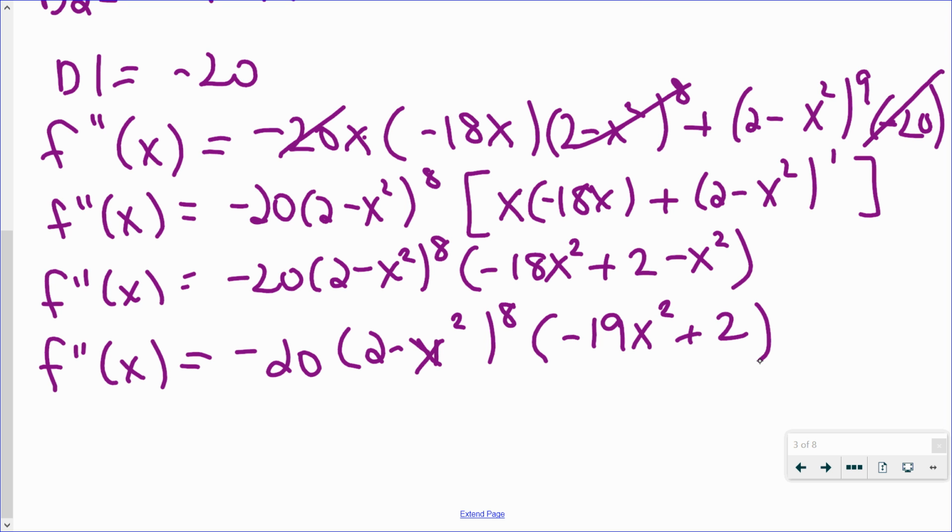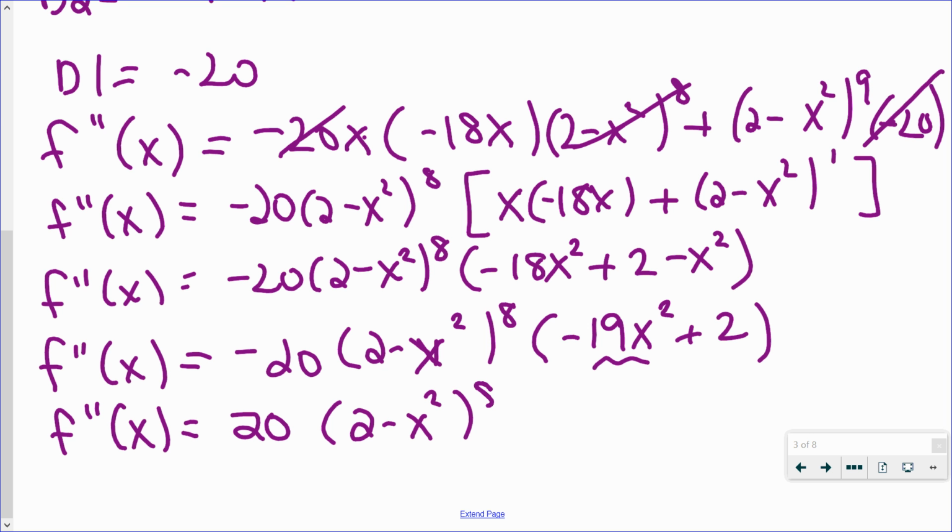And then just to be totally picky, I see that the leading coefficient here is negative, so I'm going to factor out a negative 1. So negative 1 times the negative 20 there would make it a positive 20. And then I would have 2 minus x squared to the 8. And I factored out the negative, so each of these would change to be their opposite sign. And then that would be my final answer.